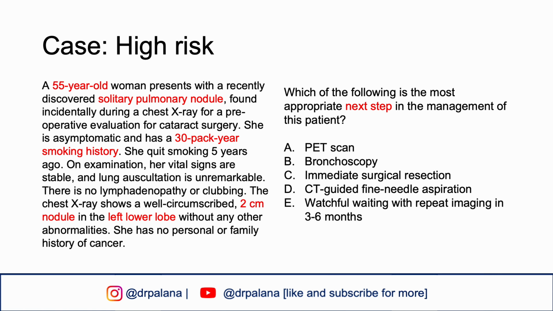The other options are less appropriate. PET scan can be used for staging, but is not typically the first step for diagnosis. Bronchoscopy is less likely to be diagnostic for a peripheral nodule. Immediate surgical resection is premature without a tissue diagnosis confirming malignancy. And watchful waiting may be appropriate for nodules with a low risk of malignancy, but in this patient's case, the risk is sufficiently high to warrant a more immediate investigation.